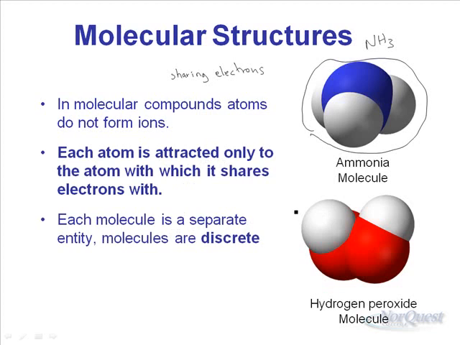This is why they're more likely to be liquids or gases, because you don't have a whole bunch of things attracted to each other. You have maybe 3 or 4 atoms in a group, and that's it. And they're all happy, they all have their valence energy shell full, none of them have charges on them, so they're not attracted to anything else.